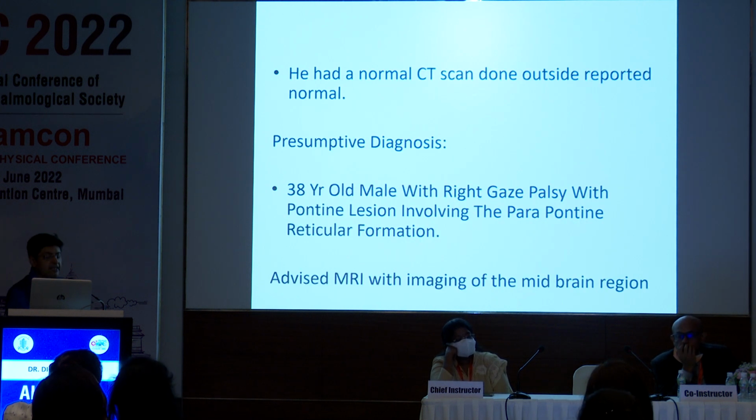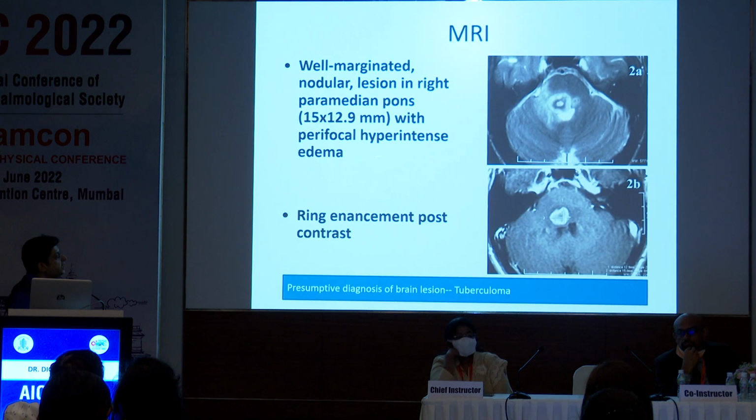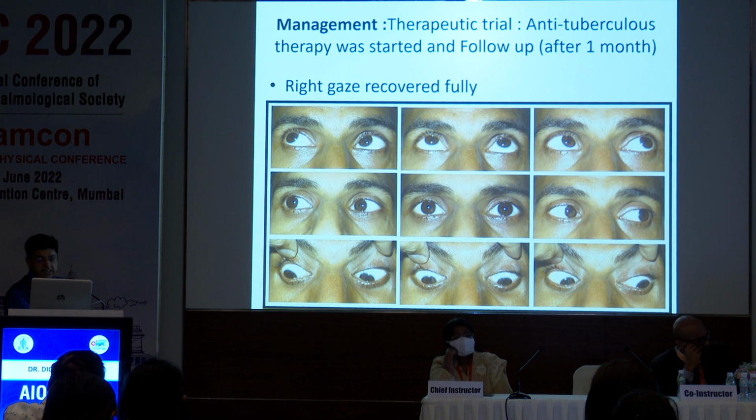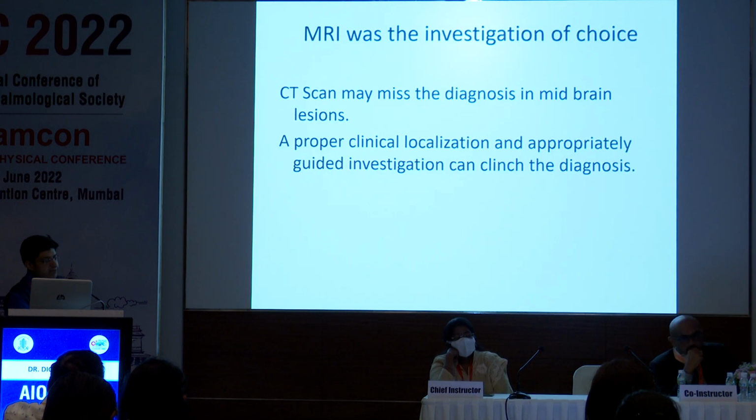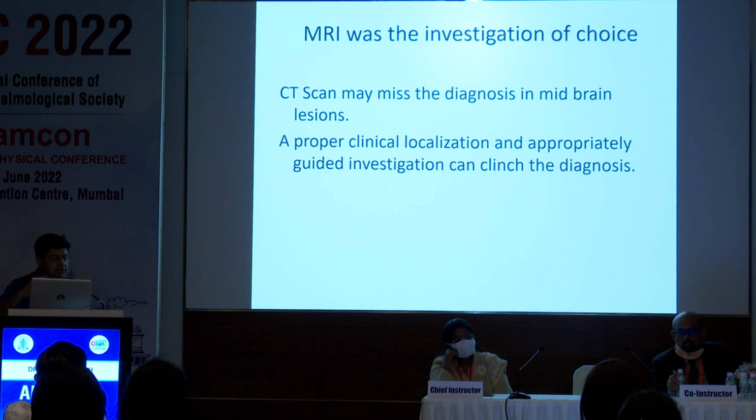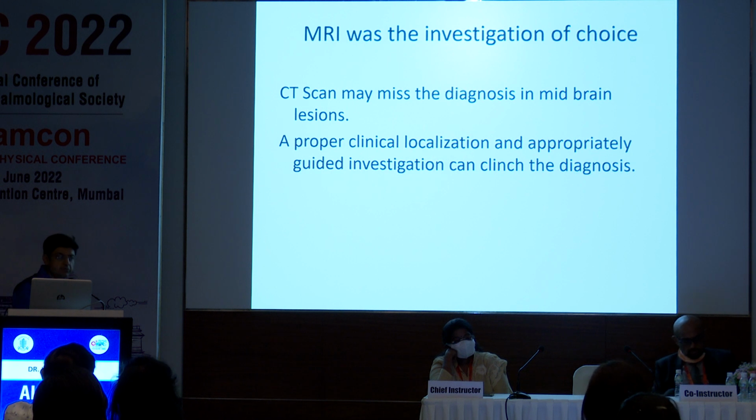What I wanted to highlight here: a normal CT done outside, presumed nothing, so we didn't know what to do, but looking at his motility, we knew it was a gaze palsy. So MRI, look at the brainstem. So the CT can miss brainstem lesions because they may just screen the upper part and get away with it. Started on ATT, you can see fully recovered. So MRI was the investigation of choice. CT can miss diagnosis in the midbrain, and of course, you need to localize first. Before what you want to do, you need to know where you are looking and what you think is there. Then you'll be able to decide whether a CT will help, an MRI will help, or you need to go on beyond this.